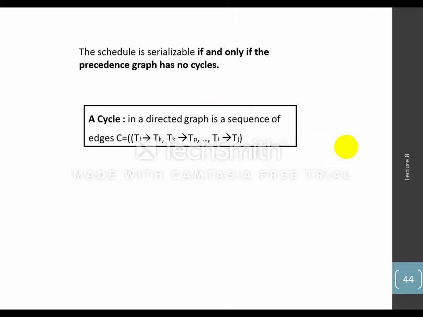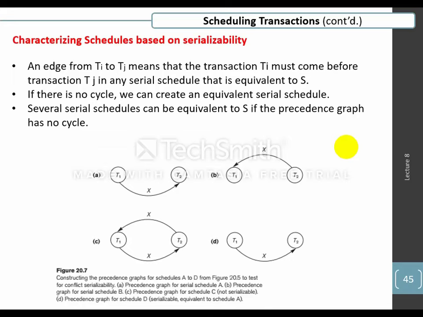If there is a cycle, then that schedule is not conflict serializable, and if it does not have a cycle, then that schedule is serializable. These are some examples of serializable graphs. A, B, and D are serializable, and C is not because it has a cycle.